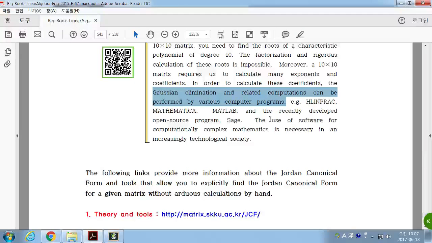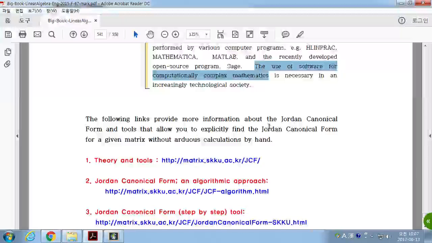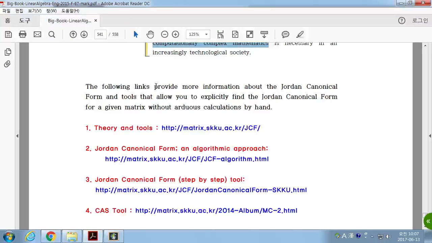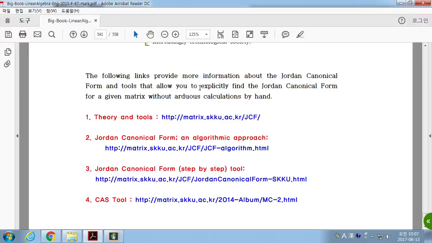We are going to use the open source software SageMath, and the use of software for computationally complex mathematics is necessary these days. The following links provide more information about the Jordan canonical form and tools that allow us to explicitly find the Jordan canonical form for a given matrix with computations, without hand calculations.